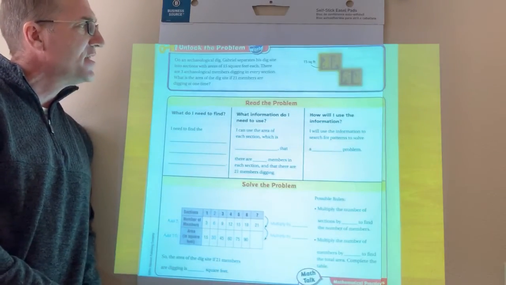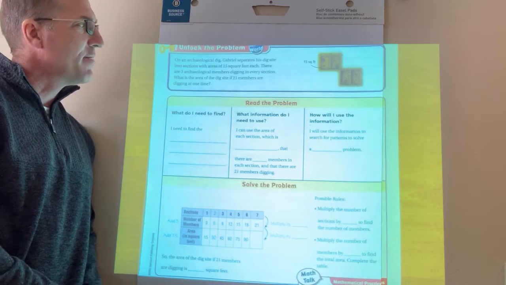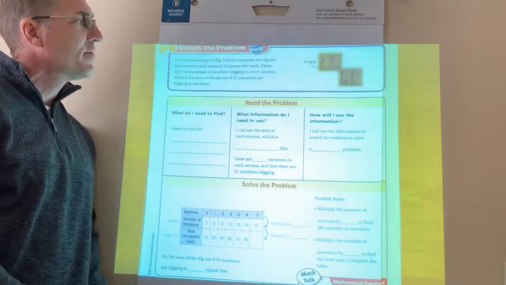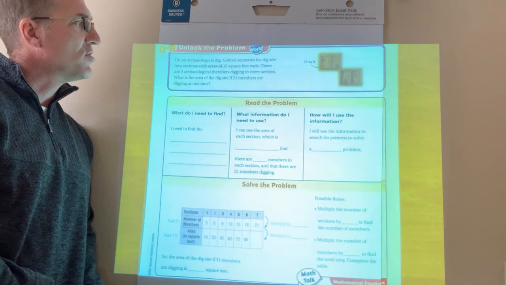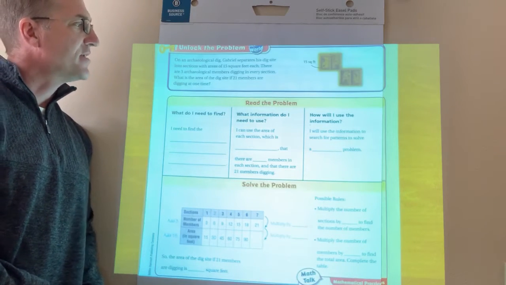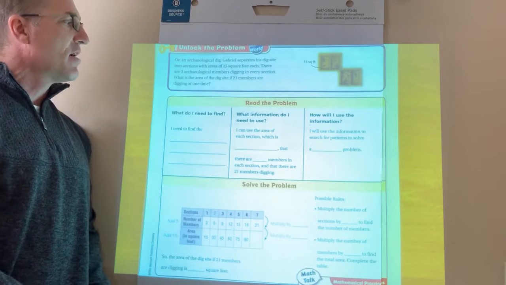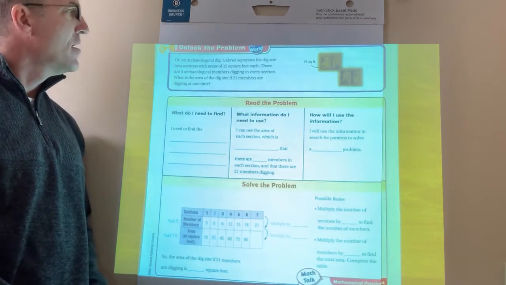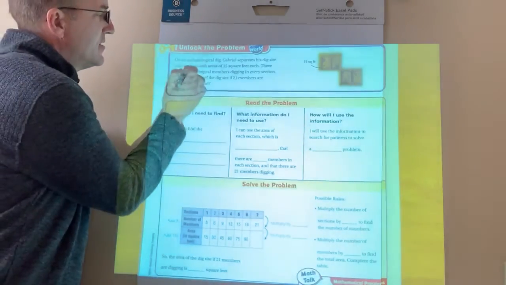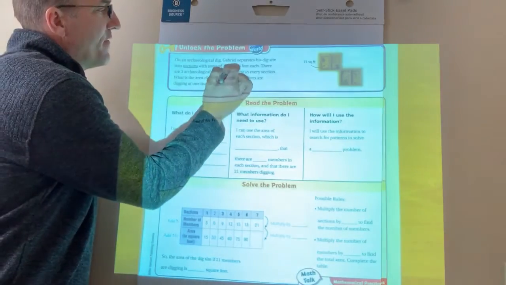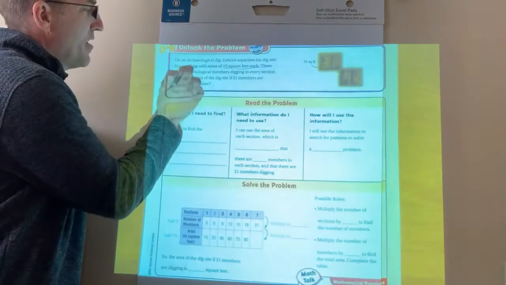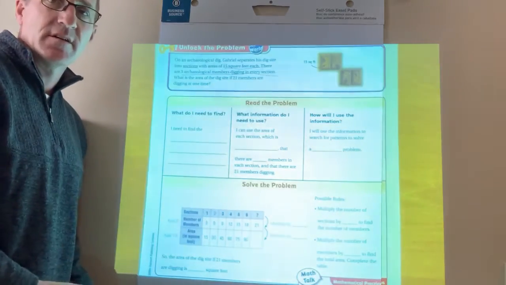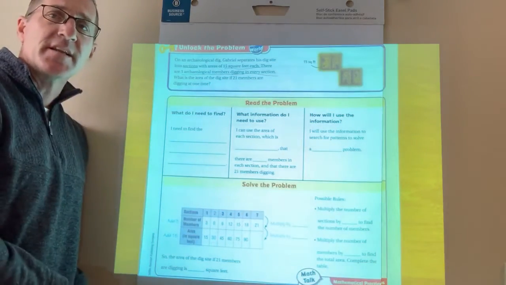We've got an archaeological dig. On an archaeological dig, Gabriel separates his dig site into sections with areas of 15 square feet. There are 3 archaeological members digging in every section. What is the area of the dig site if 21 members are digging at one time? That is a lot to digest. But there's 3 things. We've got sections, we've got 15 square feet, and we've got 3 archaeological members in every section. All right, so those are the 3 things that we're going to need to connect.